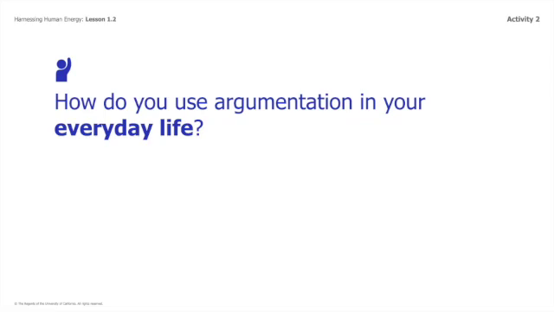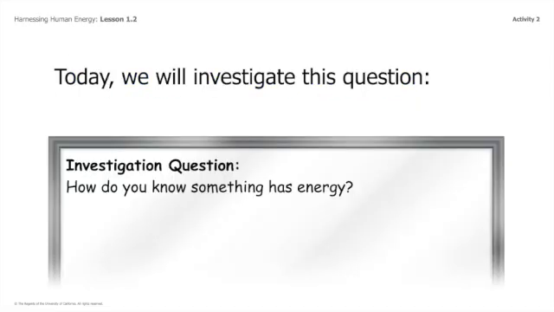You might change your mind because somebody might give you a stronger argument, or you might be able to change somebody else's mind about something. You use argumentation in your daily life, like trying to convince your parents about something, or to convince your friends, or to defend yourself from something. So this is something you already use. Today and tomorrow, we will be working on the investigation question, how do you know something has energy?